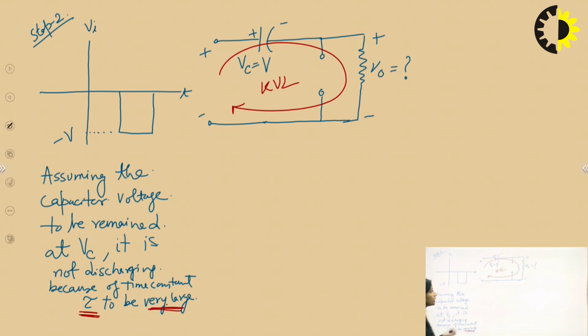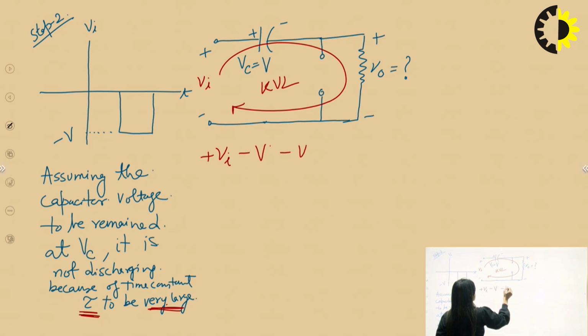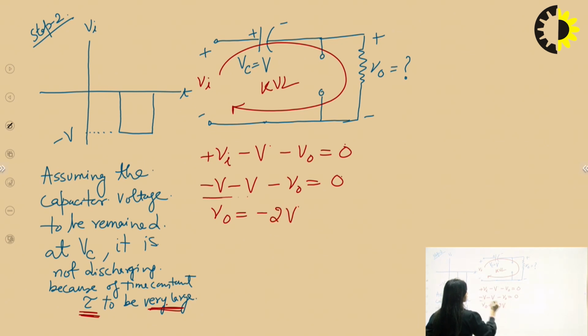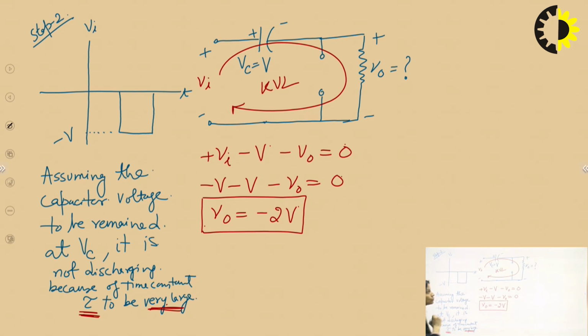because we have the voltage V on the capacitor, polarities are already assigned. Now we want to calculate VO, the output voltage, because ultimately we have to find out VO. So here VI minus V minus VO is equal to 0. What is plus VI? My plus VI this time is minus V. So minus V minus V minus VO is equal to 0. So VO is equal to minus 2V. It is the answer in step 2.